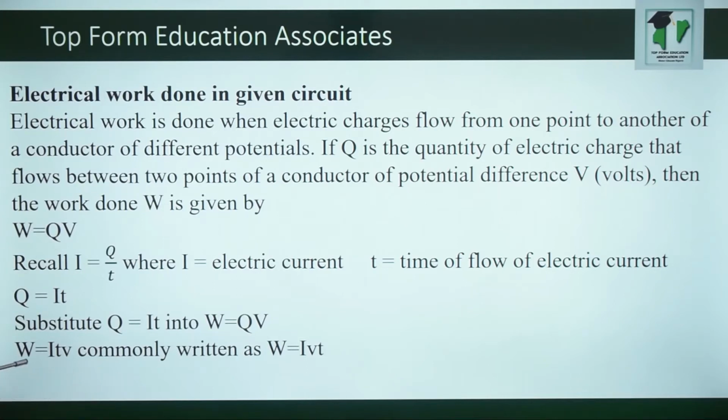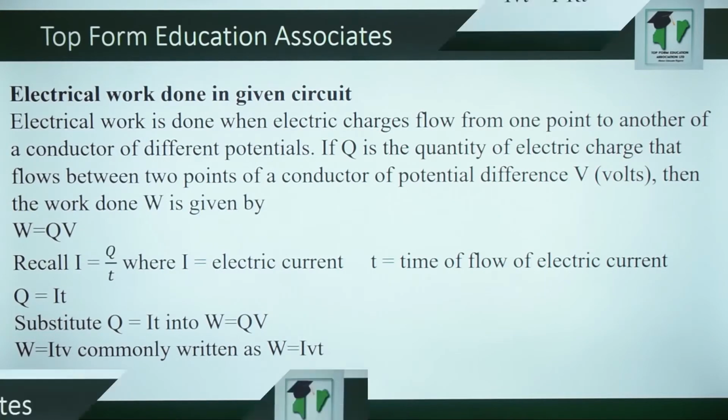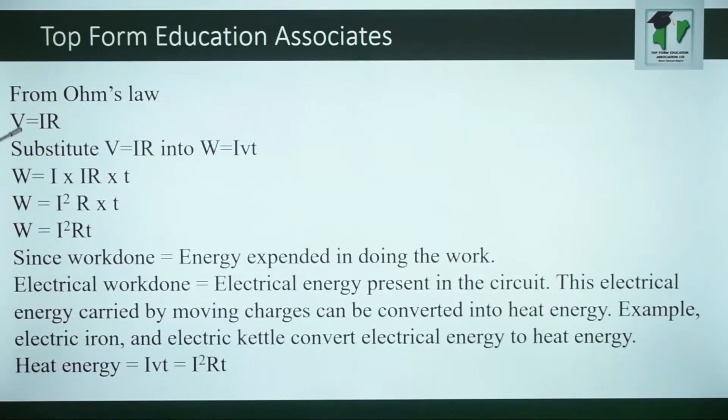So what do we have? You have W is equal to Q, which is IT, times V. But it is commonly written as W equal to IVT, not ITV. Is that okay? From Ohm's law, V is equal to IR. Substitute V equal to IR into W equal to IVT. So wherever you see V, you put what? IR. So we have W is equal to I, already here, times V, which is IR.